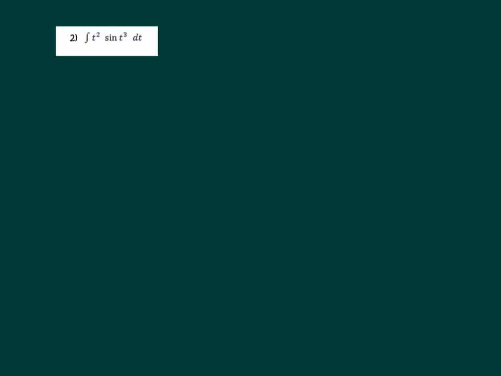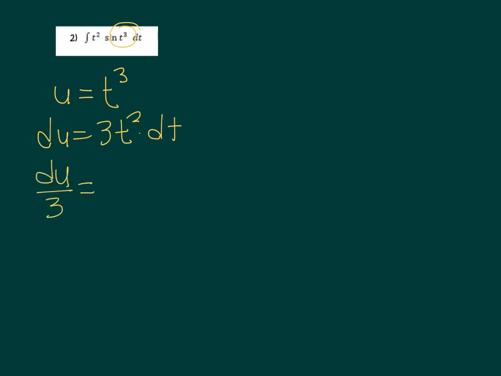The second exercise is the integral of t squared times sine of t cubed. In this case, what is going to be my u is t cubed. So if we make u equal to t cubed, du will be equal to 3t squared times dt. And as we don't have 3, we have to divide du over 3, which is equal to t squared times dt. As you can see, we use the substitution rule to obtain the integrals of these expressions.